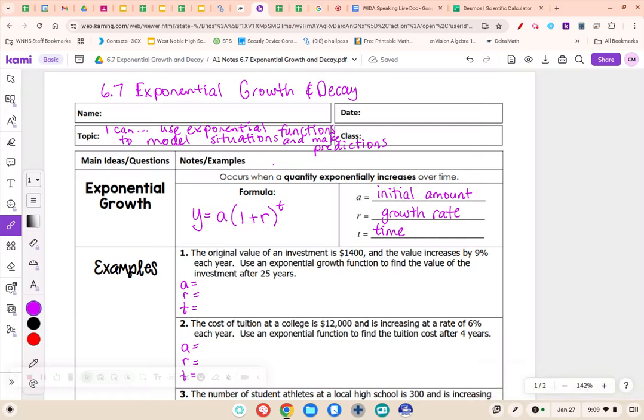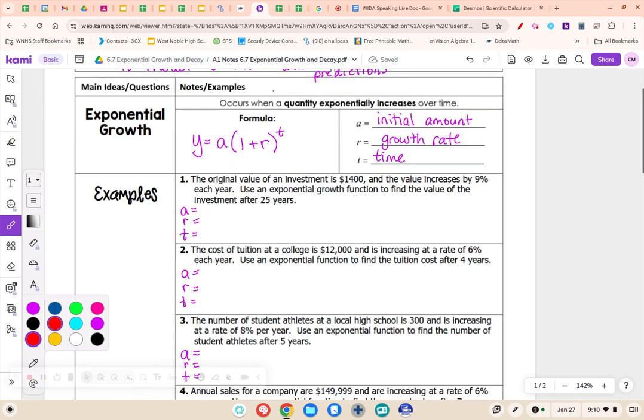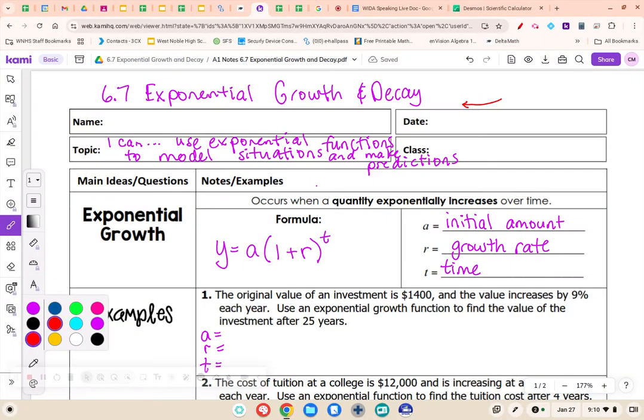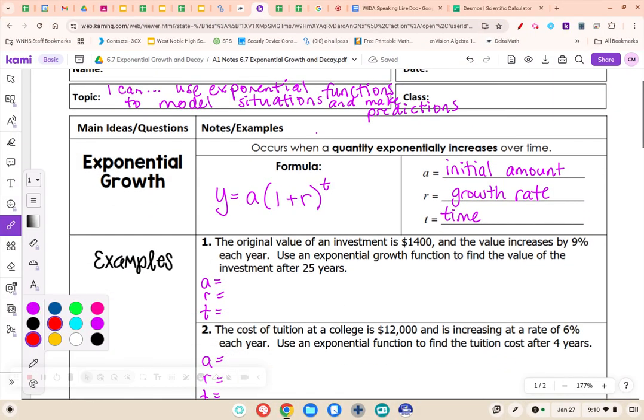Good morning, guys. Today we are going to be learning about 6.7, exponential growth and decay. You guys will be able to use exponential functions to model situations and make predictions. So in our previous lesson, we learned about graphing exponential functions. An exponential growth function looked something like this, and an exponential decay function looked something like this.